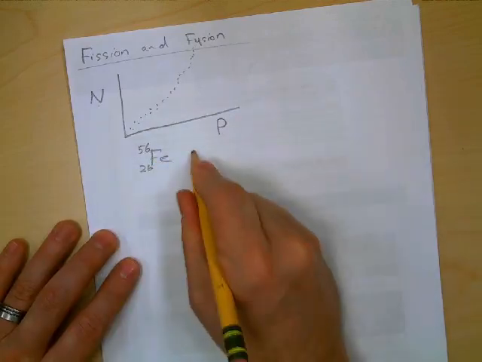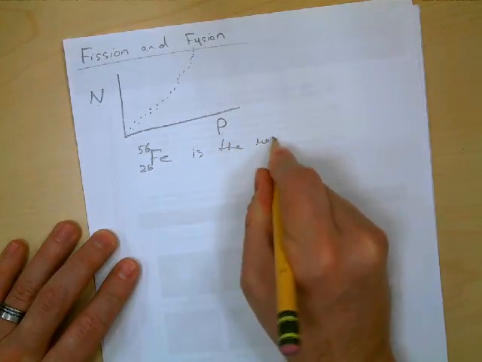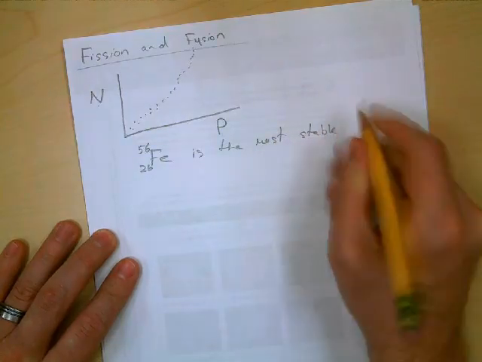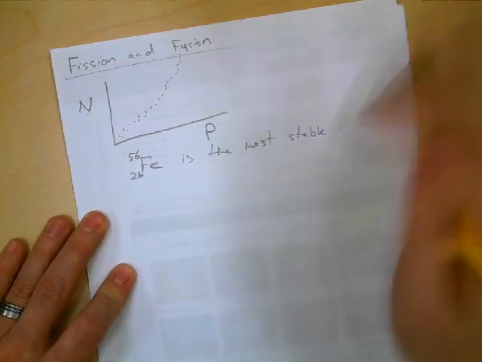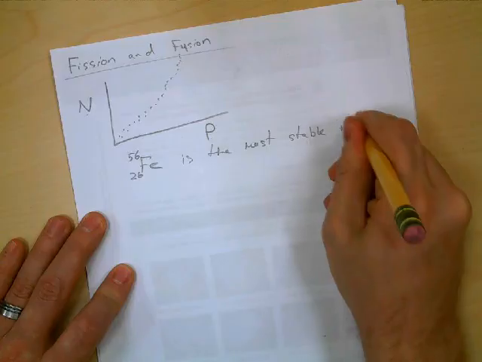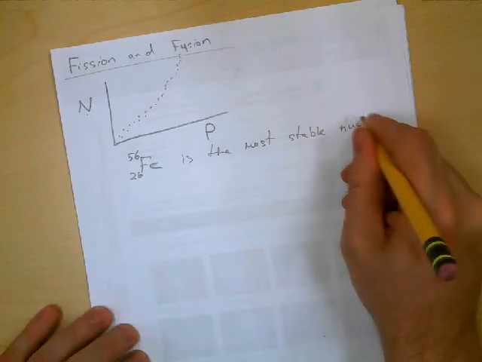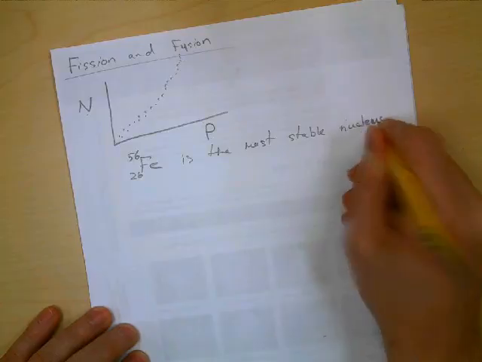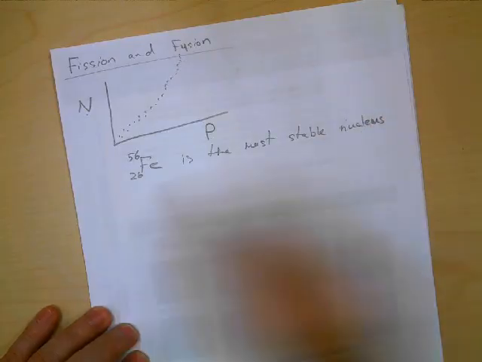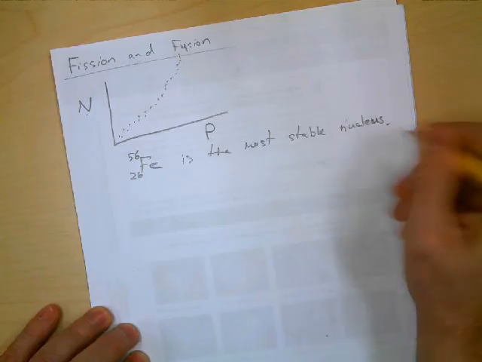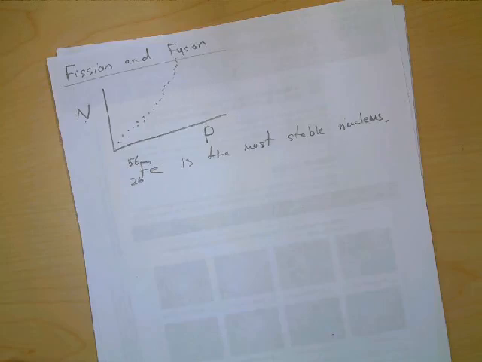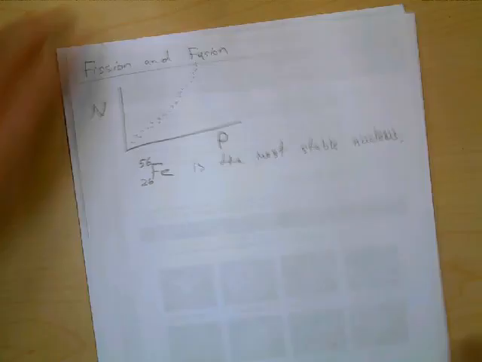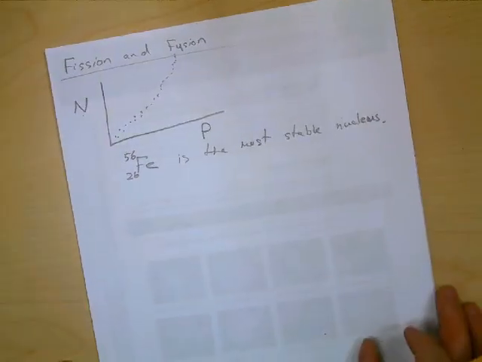This is the most stable element, or I should say nucleus. We're not talking about electrons here. This is just the inner configuration of protons and neutrons. Nucleus. Period. On the periodic table, in the universe, so far, this is the most stable element. Now, let's talk about how that affects energies and things.